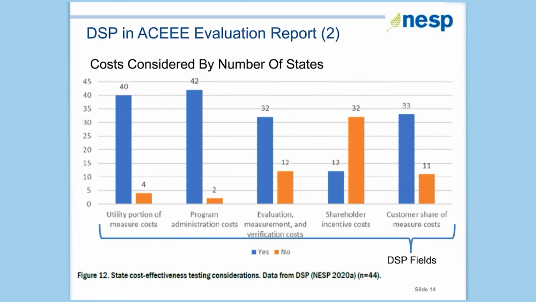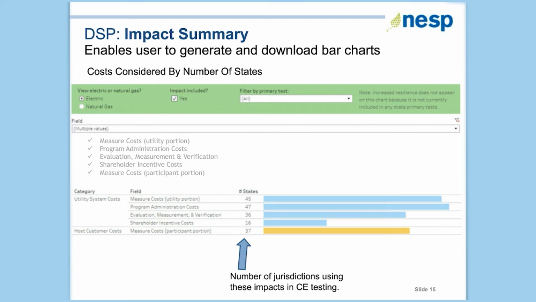Another example from ACEEE's report is the costs considered by number of states. So these are some utilities and some host customer impacts, and these are all fields in the DSP that you can sort by. Going to the Impact Summary tab, we're going to allow people to generate and download their bar charts. So if we're using all the impacts that were included in the last figure, we're going to go down to the field drop-down menu and select all of the relevant impacts that we want to see. And then you can see here that the output is a nice bar graph of how many states include these impacts in their cost-effectiveness studies.